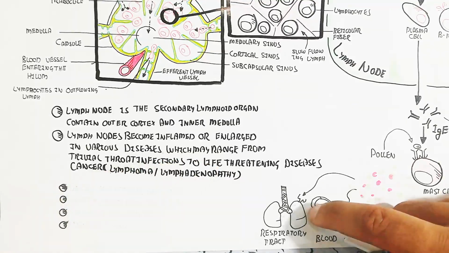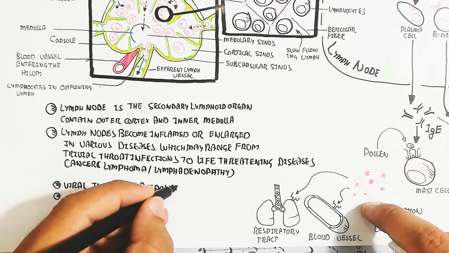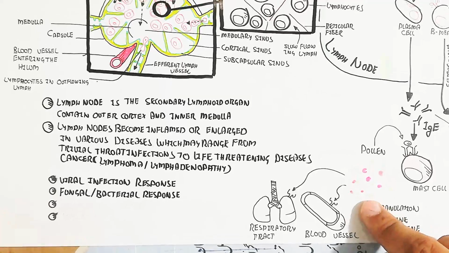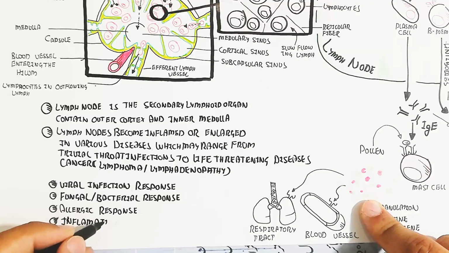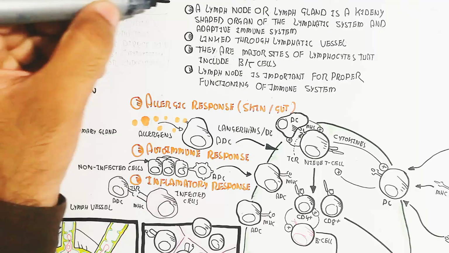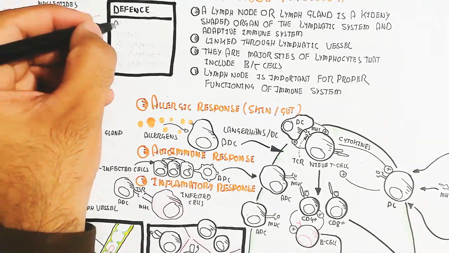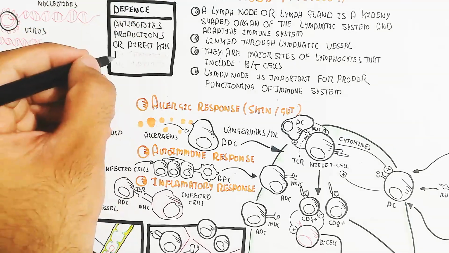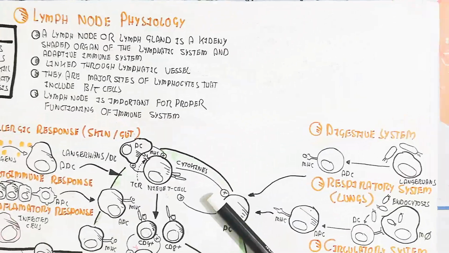The immune cells in the lymph node will activate the viral infection response, the fungal and bacterial response, allergic response, and inflammation. Anyhow, I hope you make sense about that. What is the lymph node and what is the physiological aspect of the lymph node? Basically, a lot of lymph nodes are present. The defense mechanism of these leukocytes is antibody production, or direct killing by cytotoxicity, or endocytosis through macrophages.